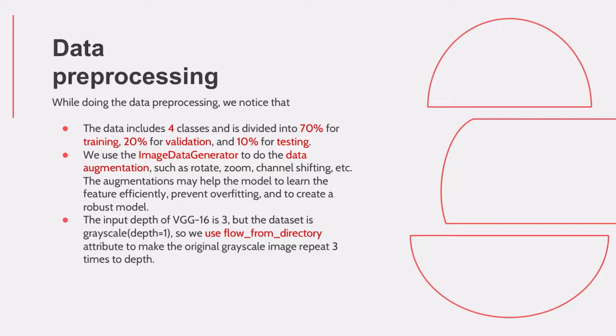We used the image data generator to do the data augmentation. The augmentation not only helps the model learn more efficiently, but also prevents overfitting. We also use the flow from directory attribute to turn the original image, whose depth value is 1, into depth value equals 3.